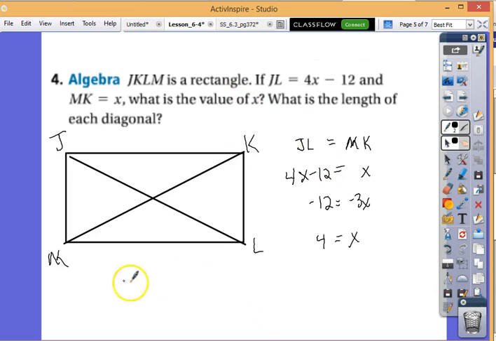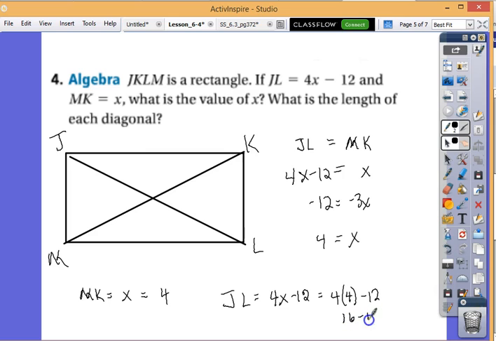And if MK is just equal to x, then that's just going to be 4. And I hope JL turns out that way. JL is equal to 4x minus 12, which is 4 times 4 minus 12, 16 minus 12. Yep, that's 4 too. So the value of x was 4, and the value of each diagonal was 4. So the equations might be a little bit more difficult to solve than this, but the idea is the same. You set the 2 diagonals equal to each other and plug in. Everybody okay with that?